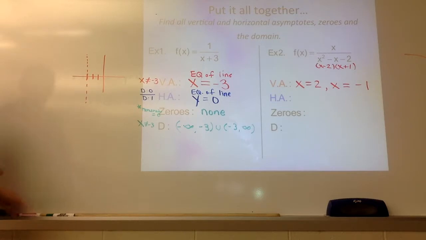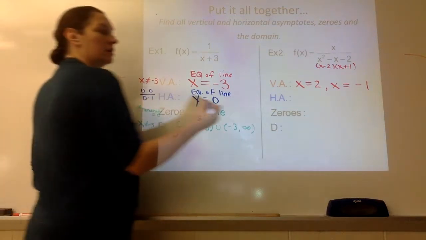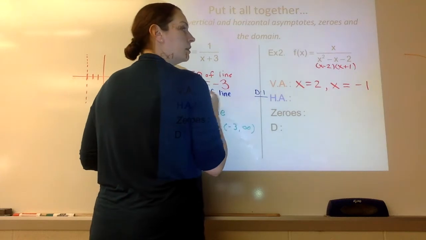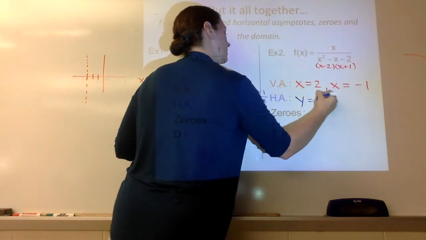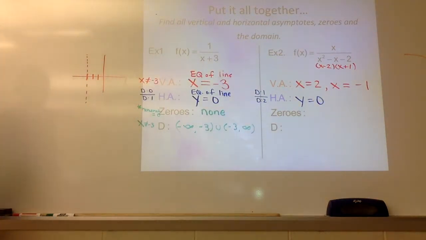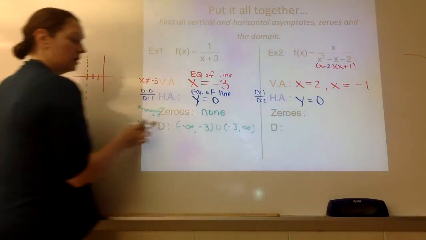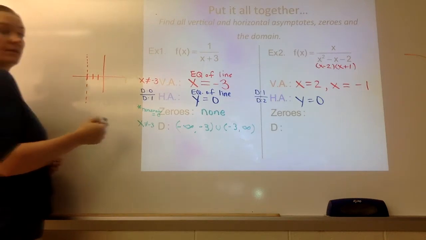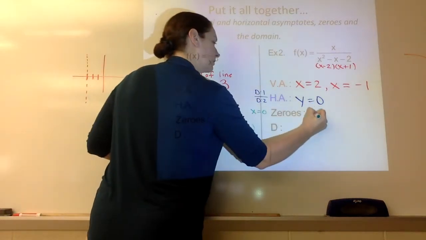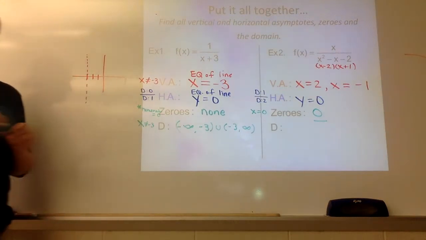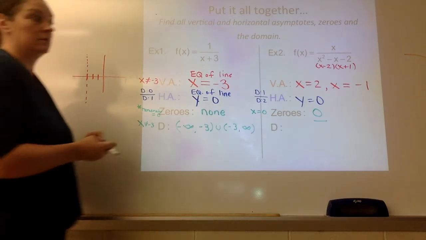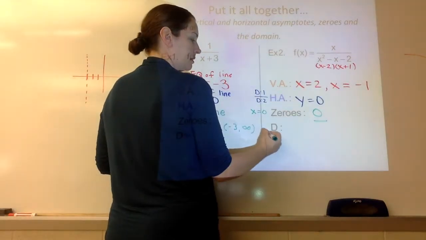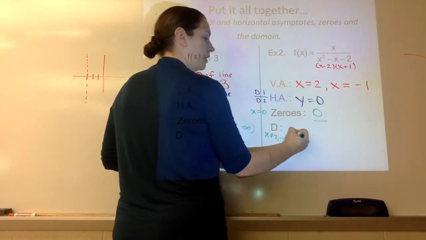Ooh, horizontal asymptote. Sweet. What's the numerator degree? Degree 1 over degree 2. Horizontal asymptote. Y equals 0. Where do my zeros come from? Zeros come from the numerator equal to 0. X equals 0. And domain. Where does domain come from? Bottom. So x can't be what? 2 or negative 1.